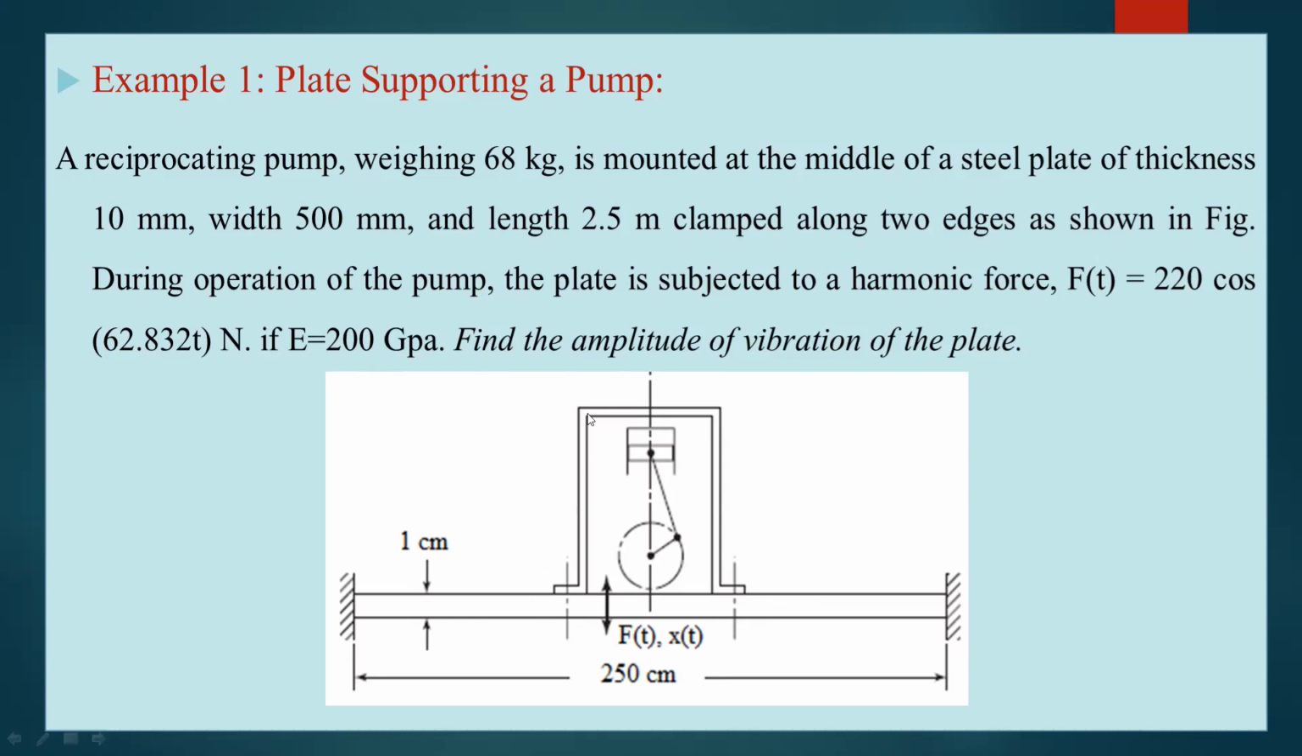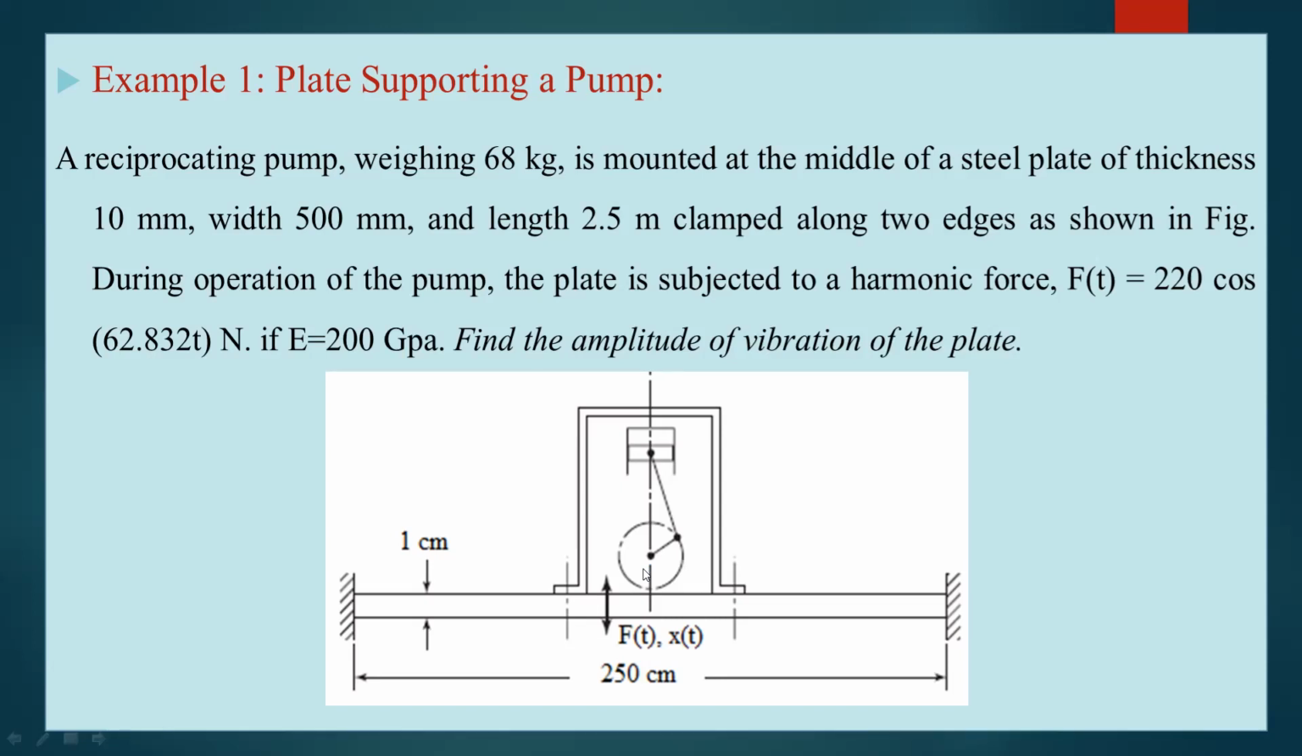Okay, so this is the machine base. The machine reciprocates about this point, because this is a reciprocating pump having a weight of 68 kilogram, which is mounted at the middle of a steel plate with thickness 10 millimeter, 500 millimeter width and 2.5 meter length, which is clamped along two edges.